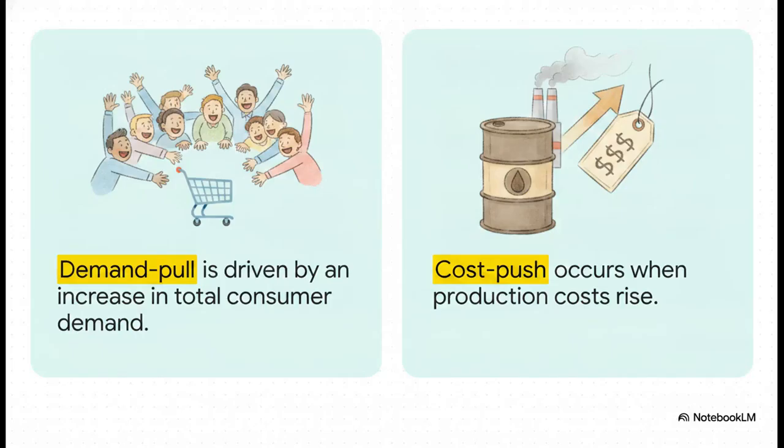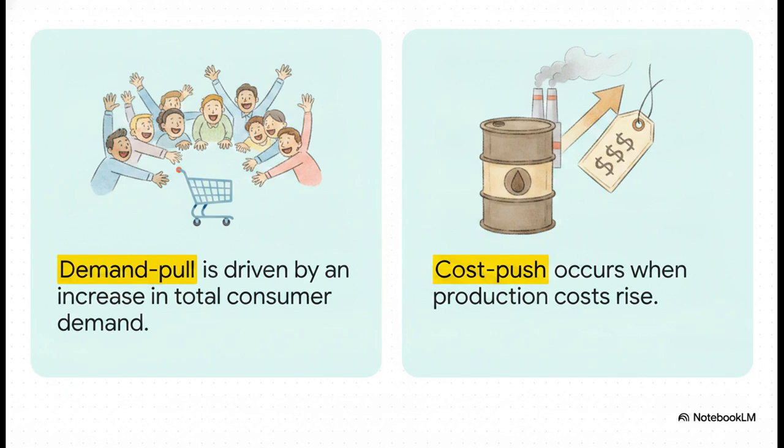Now, inflation generally stems from two main culprits. First, you've got demand pull inflation. This happens when consumer confidence is booming, unemployment is low, and literally everyone is rushing to buy things all at once. Businesses just can't keep up, so prices skyrocket.